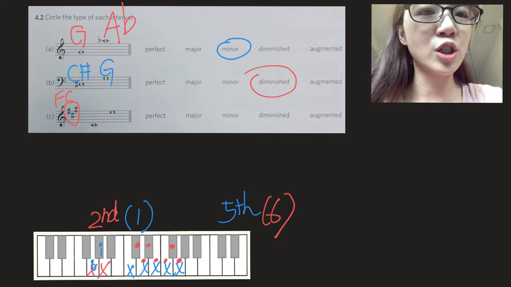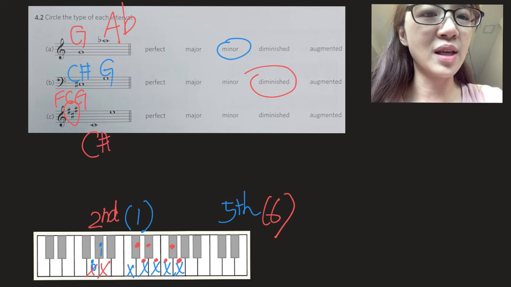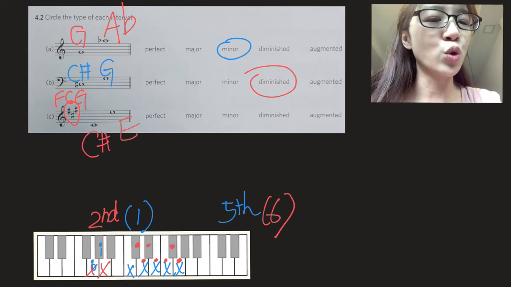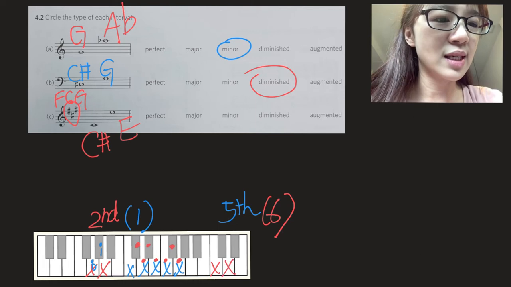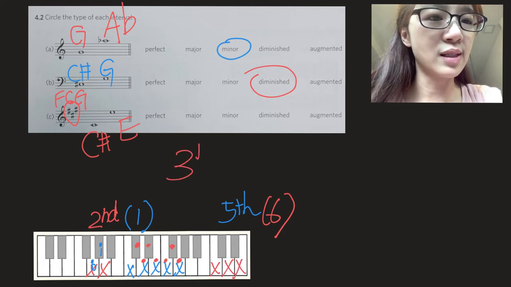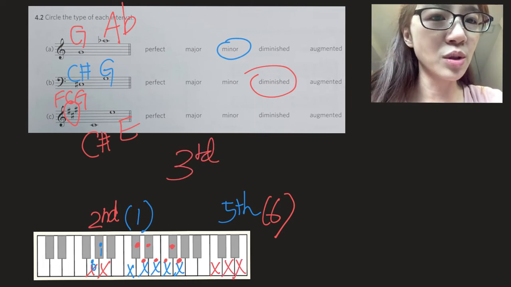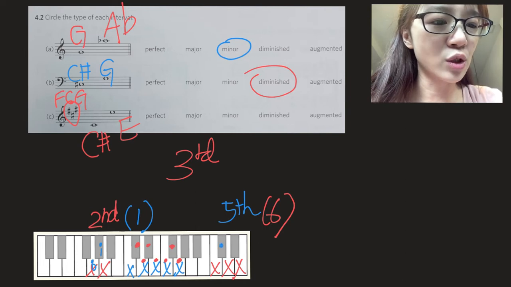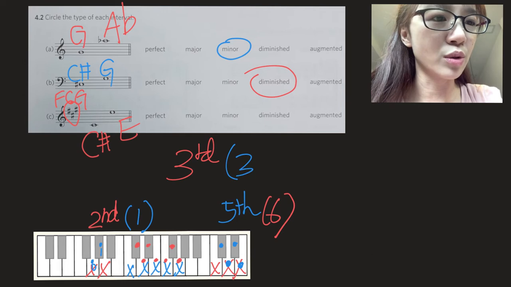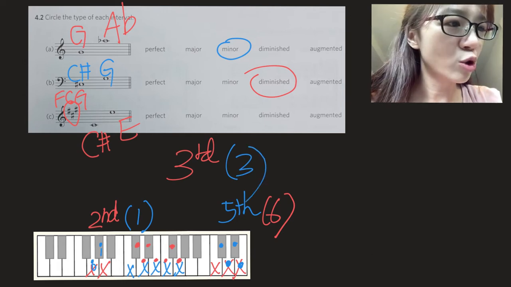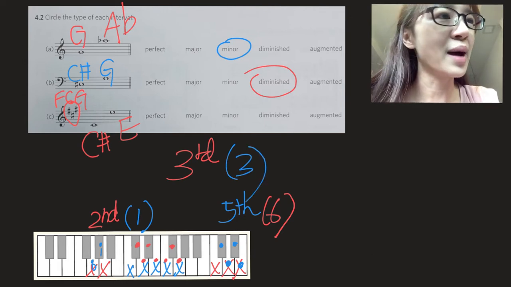Last one. Don't forget to consider this G sharp. F sharp, C sharp, and G sharp. This is a C sharp, and this is an E. C to the E, C, D, E. Third. Yes. And now consider the semitones. C sharp is here. 0, 1, 2, 3. 3 semitones. A third and 3 semitones. It's a minor.